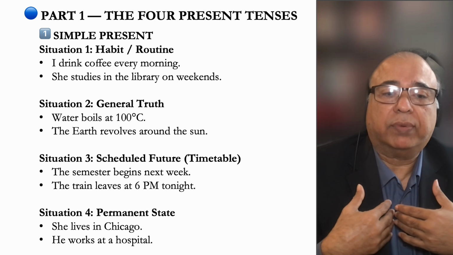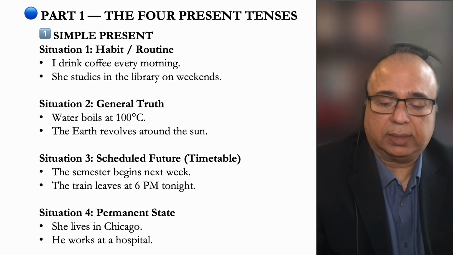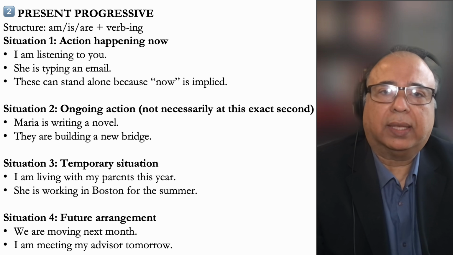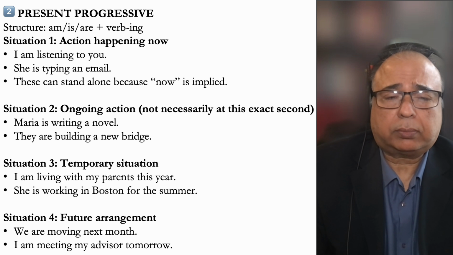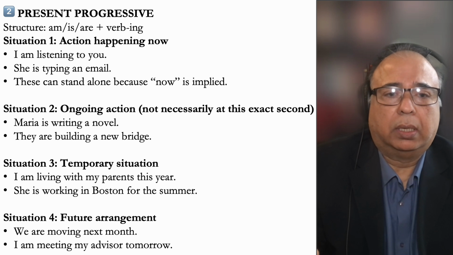Or I could say, I live in New York. He works at a hospital. So in these cases, simple present tense is used. Okay? All right. The second type of present verb tense is present progressive.